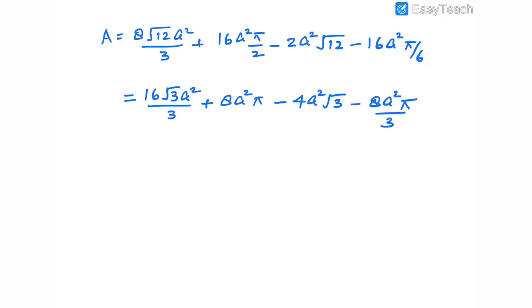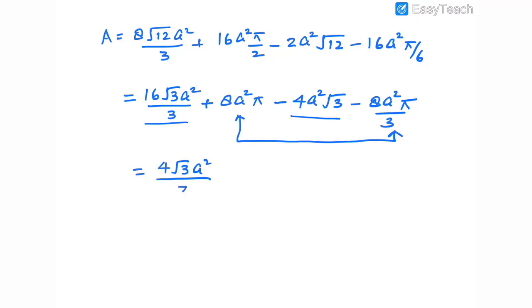Now clubbing these two terms and these two terms, we have 4 root 3a square by 3 plus 16a square pi upon 3 square units. So this is the final area.